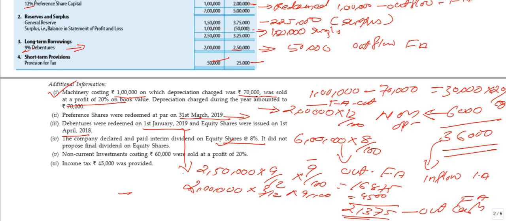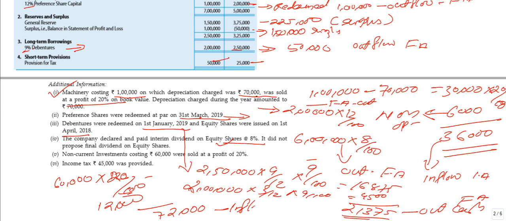Next one, it is a company. The non-current investment costing 60,000 rupees was sold at a profit. So 60,000 sold at 20% profit. That means 12,000 we are getting extra. Total amount we are getting is 72,000. This 72,000 is the inflow of cash under investing activity. And then this gain, we already received it, is a non-operating gain or non-operating income. So this we have to deduct from there.